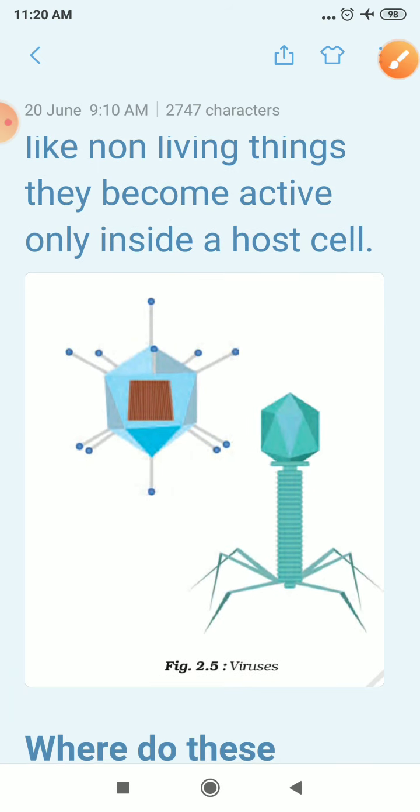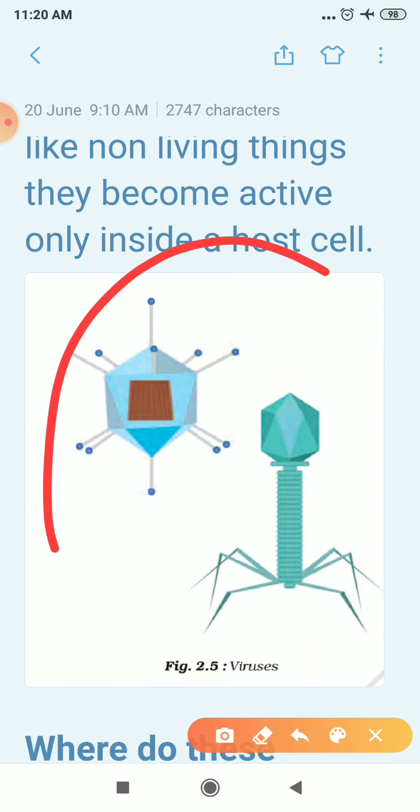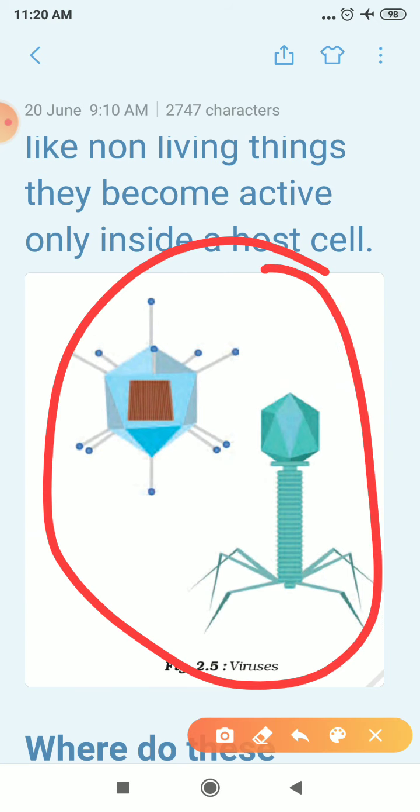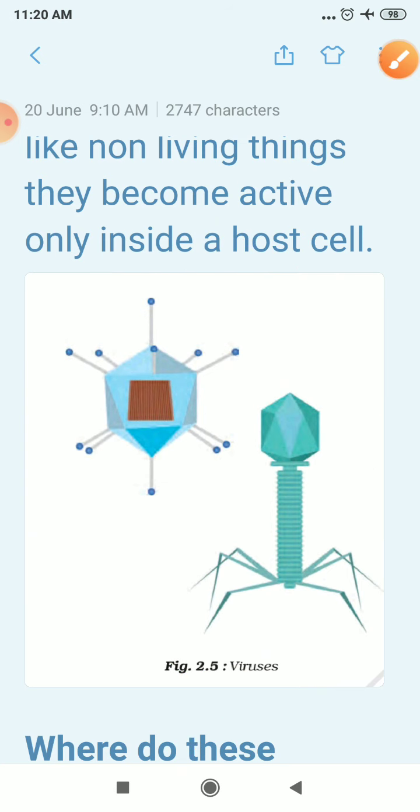Here there are some pictures of some viruses. Nowadays one very dangerous virus is present in our environment, and that you all know is called coronavirus.